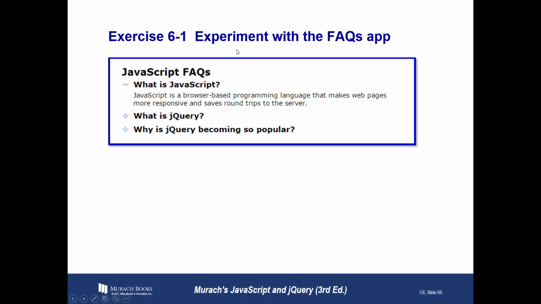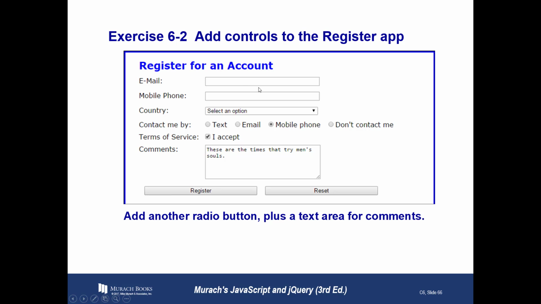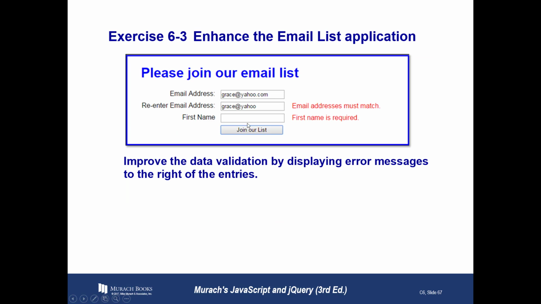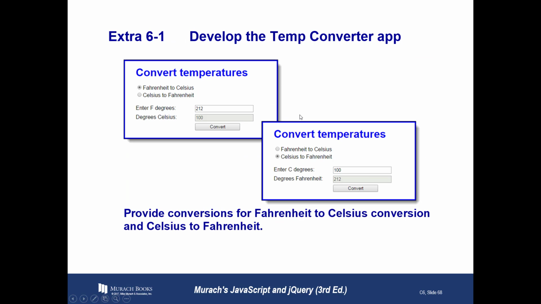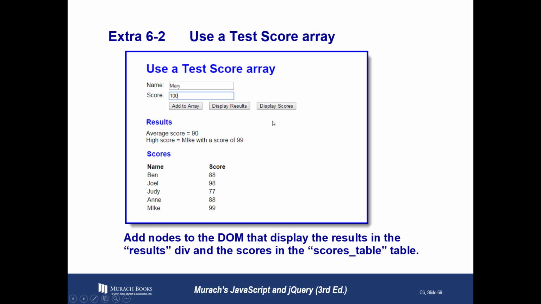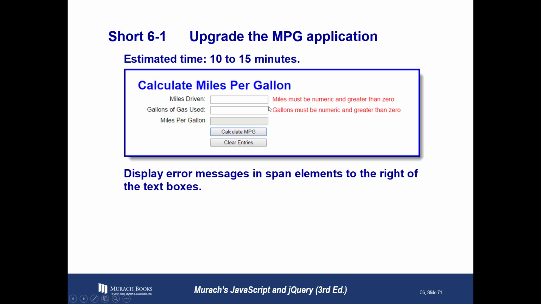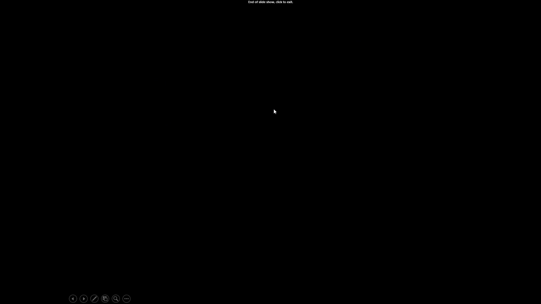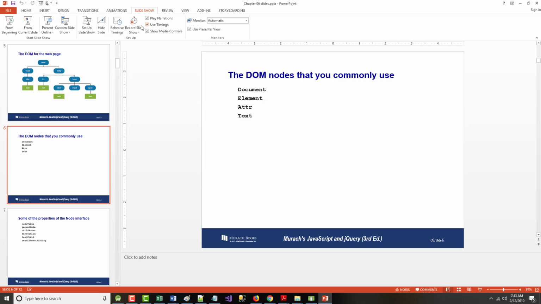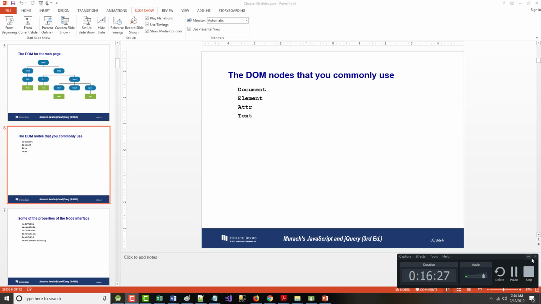All right, so here's playing with that FAQ thing. Here's playing with more controls, enhancing our email list, making a temperature converter. These are all assignments that we're going to have in the Java class. All right. And that pretty much is it. So I didn't know if I could do this in one lecture or not. I did, and it's not that long even.